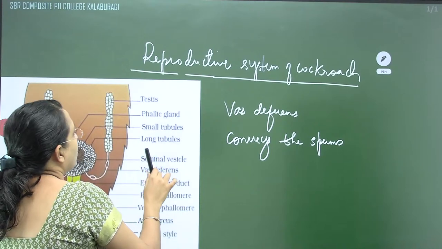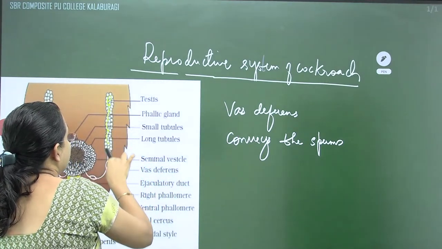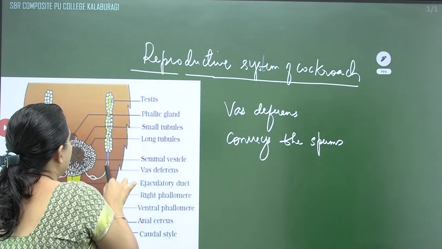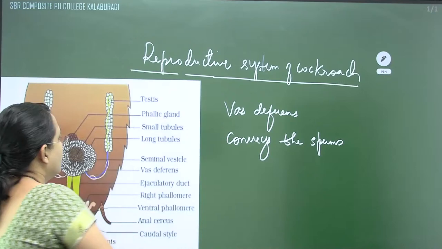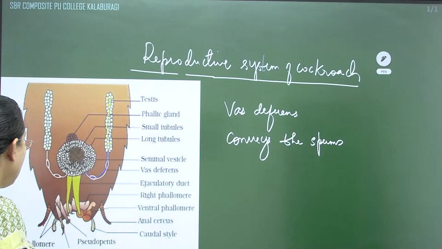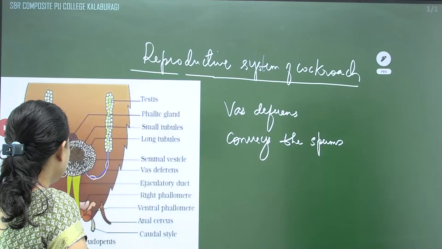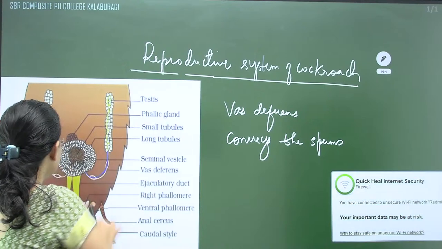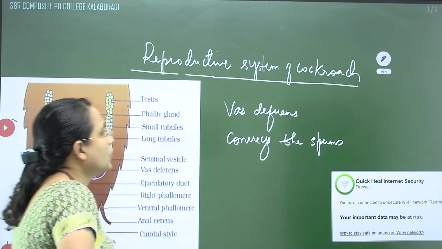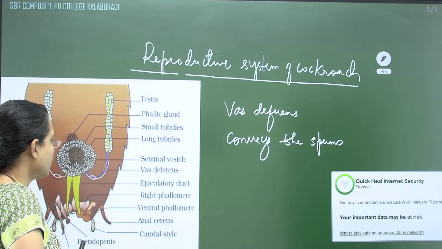So this becomes the region of testis, then this becomes the vas deferens. Okay. Then this is going to go to the ejaculatory duct. Okay. So, it conveys the sperm. So, from here, these are the two structures of the male reproductive system.